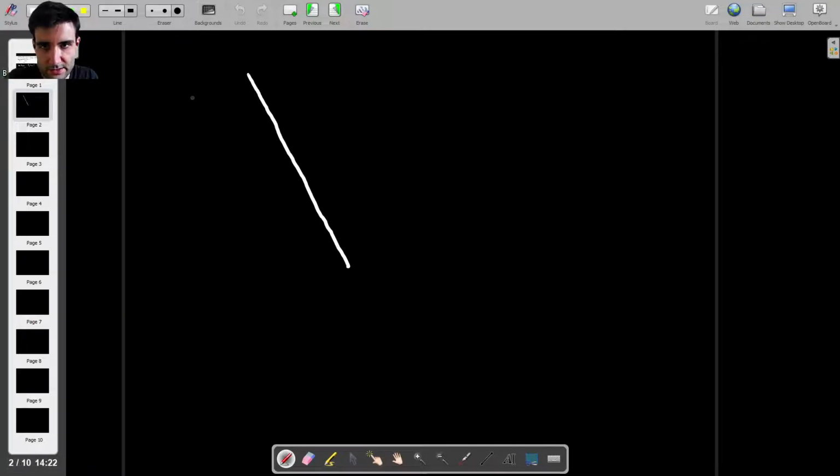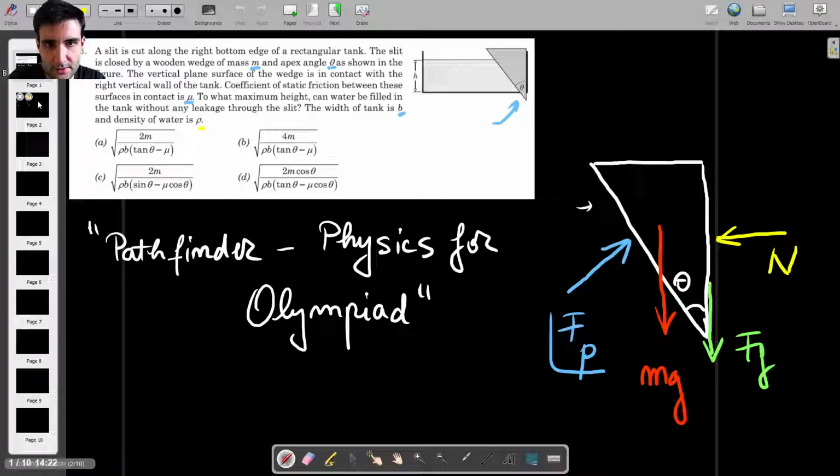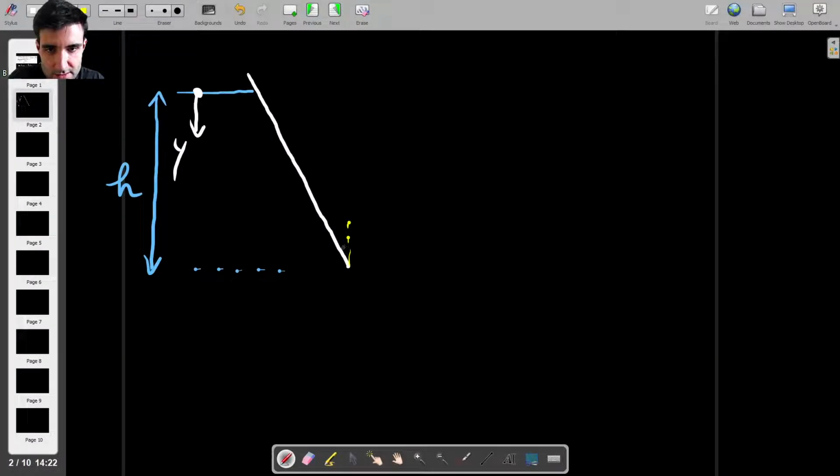Let's say that we've got the water level at a height h, or depth h, and I'm going to measure my y-coordinate downwards from the free surface of the water. The other thing we know is this angle here is theta, which means that this angle here is also theta. So I will consider what happens at a certain depth y. I'm going to go down to an arbitrary depth like this.